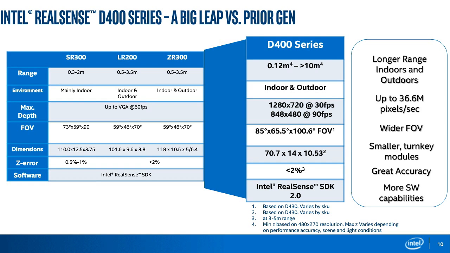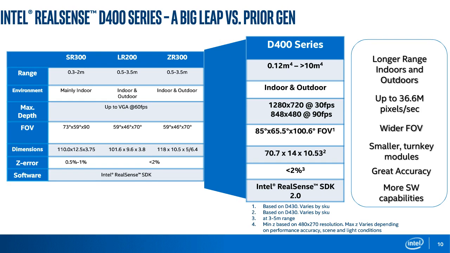A great example of our 400 series is we've increased that range out to 10 meters. You can probably get down to close to 10 centimeters to 10 meters out there. Of course, your accuracy, the further out that you get, it's going to be less. We have a sweet spot about 3 to 4 meters or 2 to 4 meters, and that's about 2% accuracy.